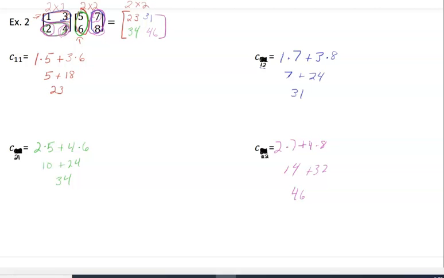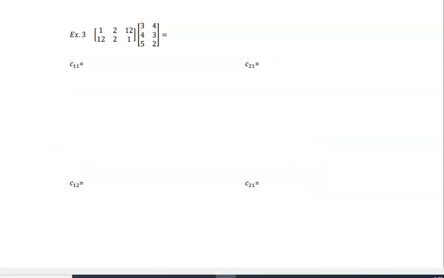And that is our answer. So the answer is this 2 by 2 matrix. Row 1 is 23 and 31. Row 2 is 34 and 46. Here we're looking at a second matrix. So this is a 2 by 3, 2 rows by 3 columns, and 3 rows by 2 columns. And what we're going to get out here is a 2 by 2. So this is possible, and we get out a 2 by 2.